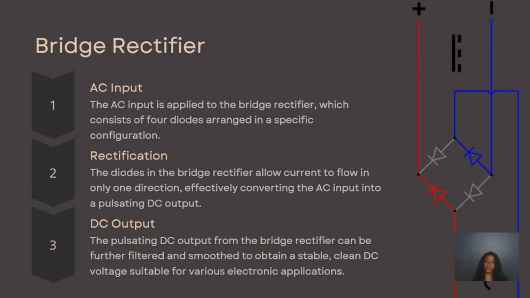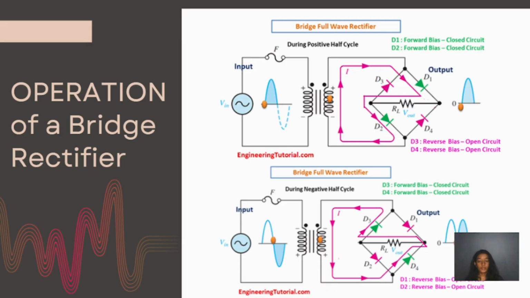So the flow of current in this bridge rectifier is only in one direction. DC output. The pulsating DC output from the bridge rectifier can be further filtered and smoothened to obtain a stable, clean DC voltage suitable for various electronic applications. A transformer with a center tap secondary winding is expensive and occupies more space. Due to this reason, a bridge rectifier is frequently used for full wave rectification.